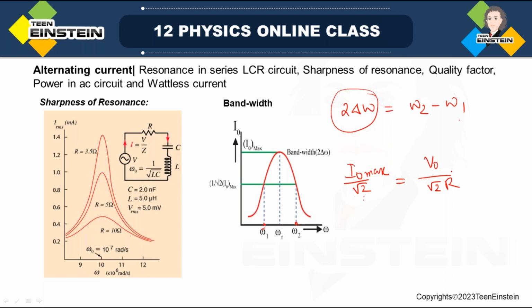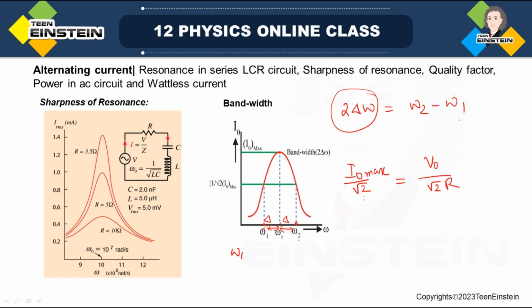So when V0 by root 2 into R, or I0 is at maximum, the peak has some maximum value. So the current becomes 1 over root 2 times the value of the peak. Suppose these are the two frequencies where the current becomes 1 by root 2 times the maximum. In terms of resonance, this difference is the same on either side. This is delta, and this is also delta.